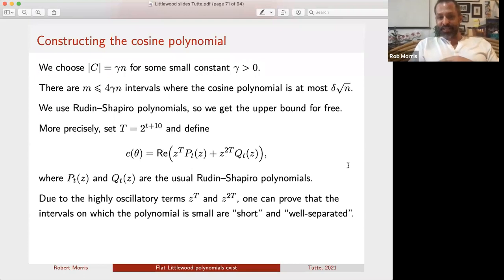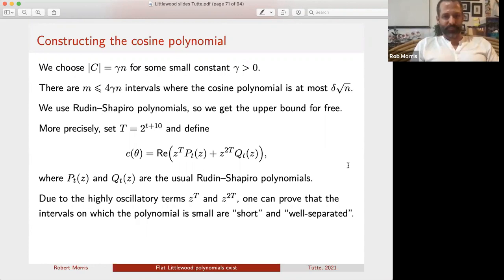And what that does is it makes it easy to prove that the intervals on which this polynomial is small are short and well separated. So what it basically says is you can't go into this interval and then just hang around there for ages before you come out again. This z to the capital T term, once you're in it, it forces you out pretty quickly. But it also prevents you from coming back too quickly. Okay, so I don't expect that to be obvious, but it isn't very difficult to prove. It's 2 or 3 pages of very elementary calculations.